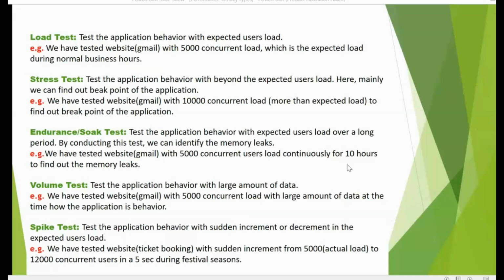Here we test the behavior of the application with a large volume of data. For example, we have tested a website with 5000 concurrent load with a large amount of data, to see how the application behaves. Next one is spike test.